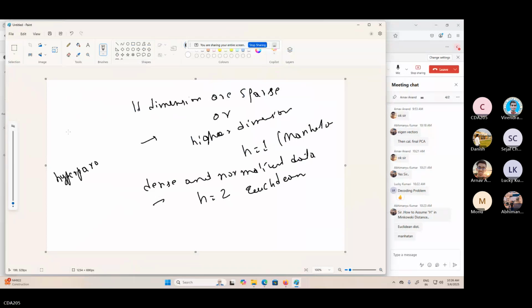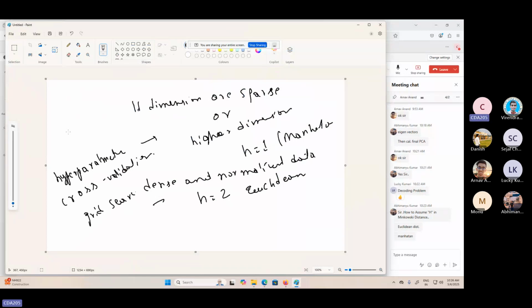Hyperparameter tuning, that is the cross validation. Cross validation means what? Compare the cluster performance on different values of h. That is also known as grid search.